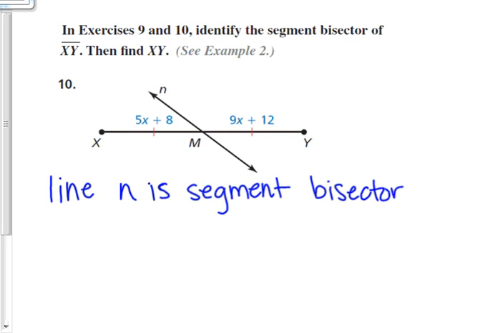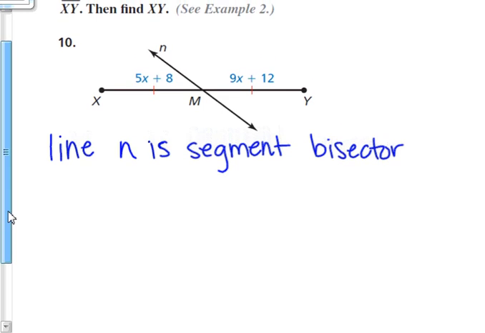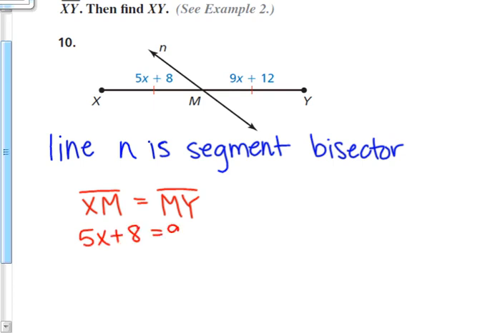All right, now it actually wants me to do some math here. It wants me to find the distance between x and y. Well, in order to do that, I need my x value. I need to find out what x is. Well, if I know that xm is actually equal to my, then I can say that xm is 5x plus 8 and my is 9x plus 12. I can substitute those expressions in there. 5x plus 8 equals 9x plus 12.